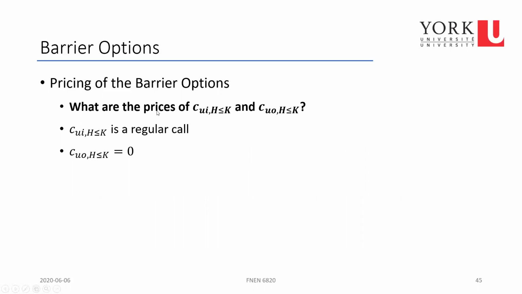Okay, so what is the price of a call that is up and in, where the barrier price is less than the strike price? Or we're looking at, say, a call that is up and out where the barrier is less than the strike price?